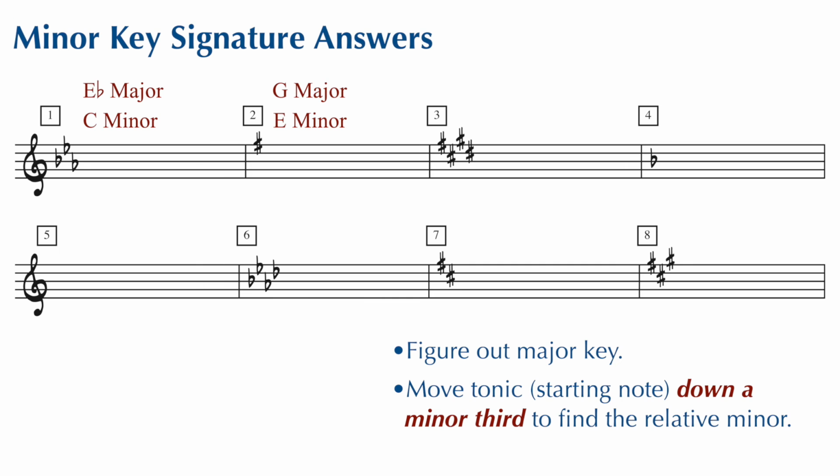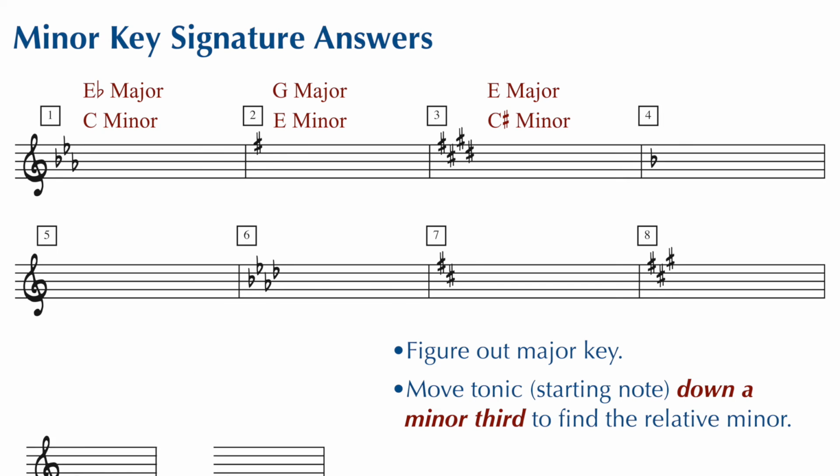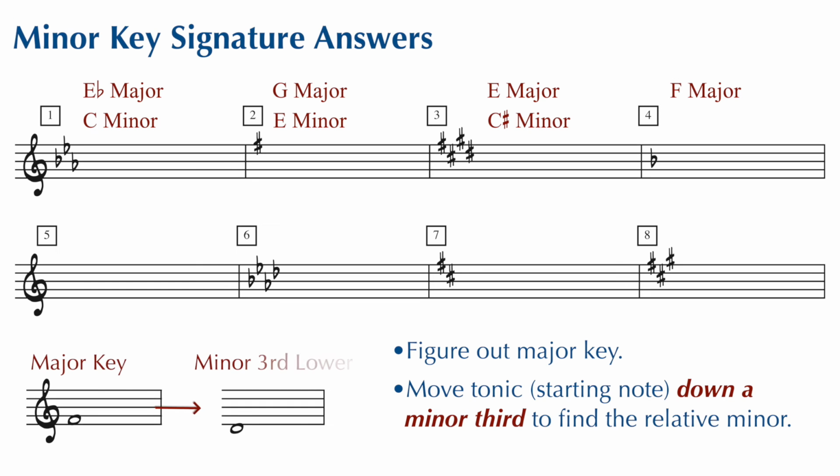Number 3, 4 sharps in the key signature puts us in the key of E major. Take that E, lower it a minor 3rd, and you're on a C sharp. So 4 sharps in the key signature puts us in the key of C sharp minor. Number 4, 1 flat in the key signature puts us in the key of F major. Take an F, lower it a minor 3rd to a D, and 1 flat in the key signature puts us in the key of D minor.